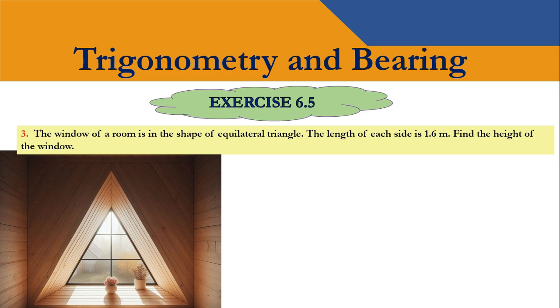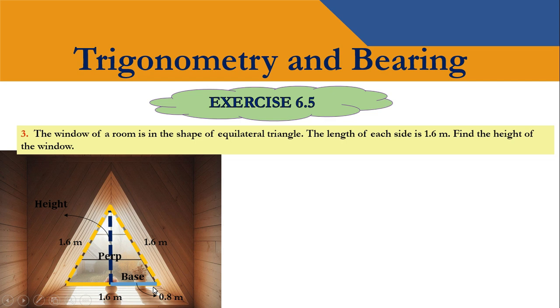Now moving on to the third question: the window of a room is in the shape of an equilateral triangle, the length of each side is 1.6 meter. So here is our equilateral triangle whose all sides are equal. We need to find the height of the window. So we need the base of the triangle, but we have the full length of the window, which is equal to 1.6 meter. If we divide this 1.6 meter by 2, we will get the base of our triangle, which is equal to 0.8 meter.